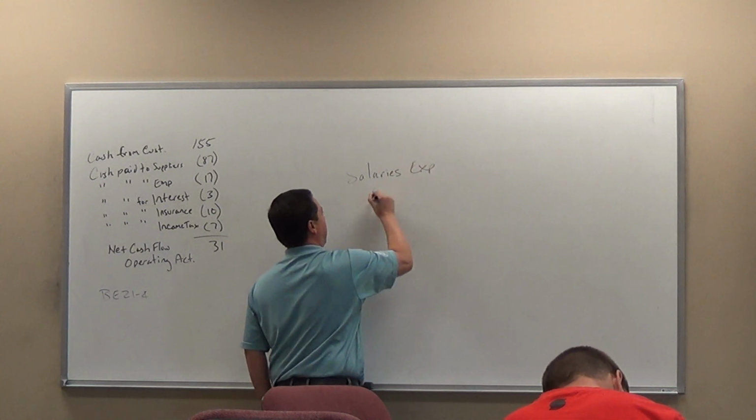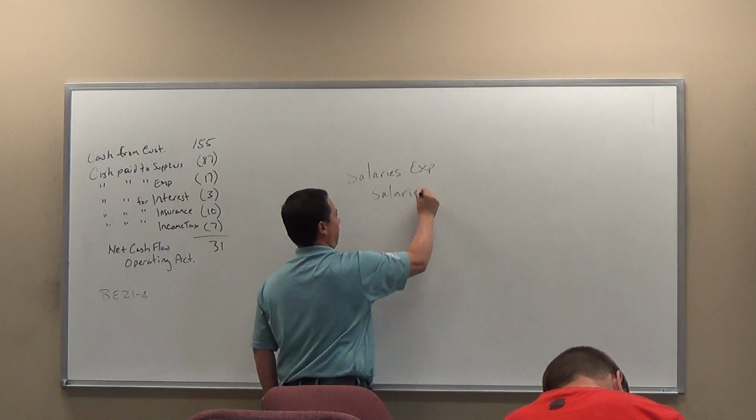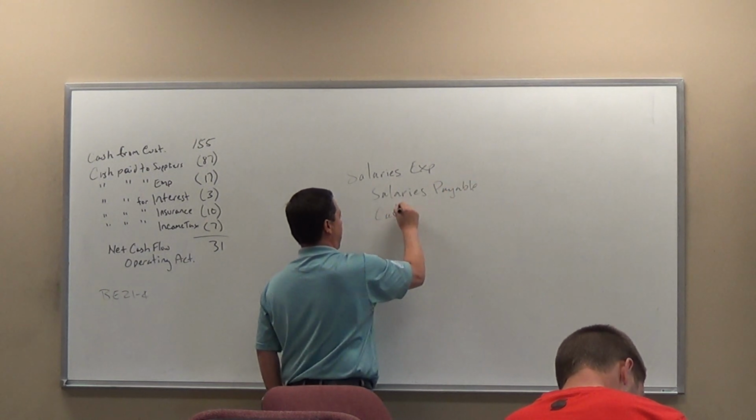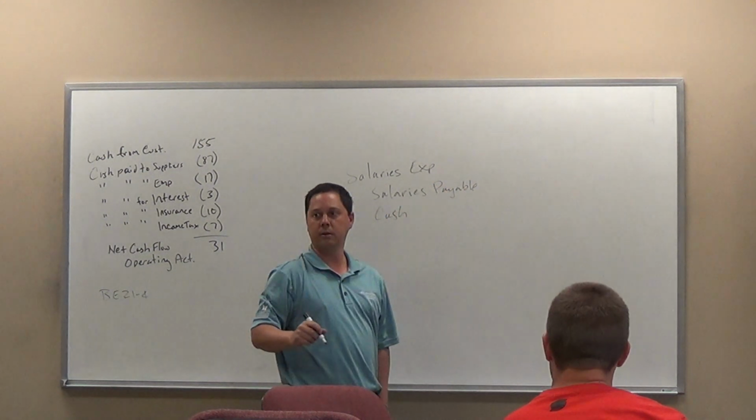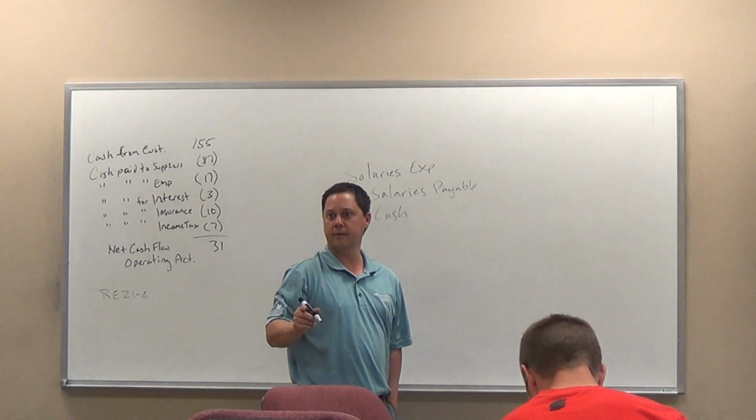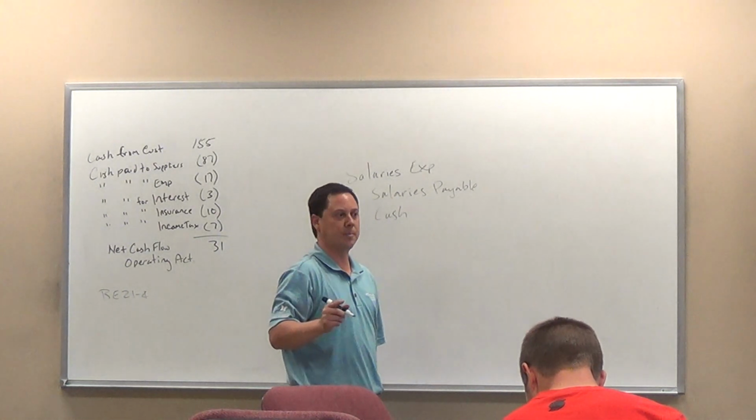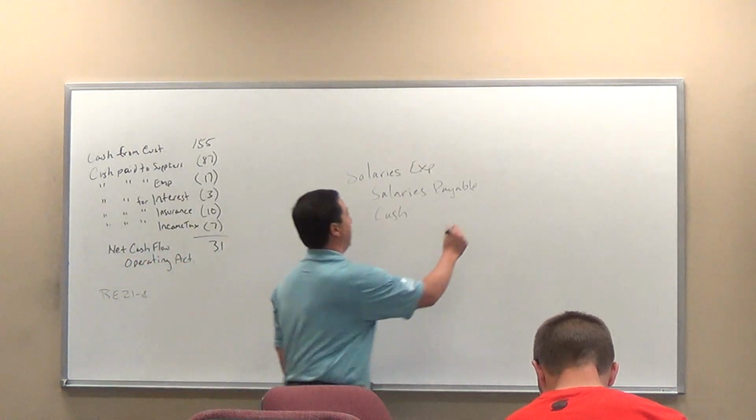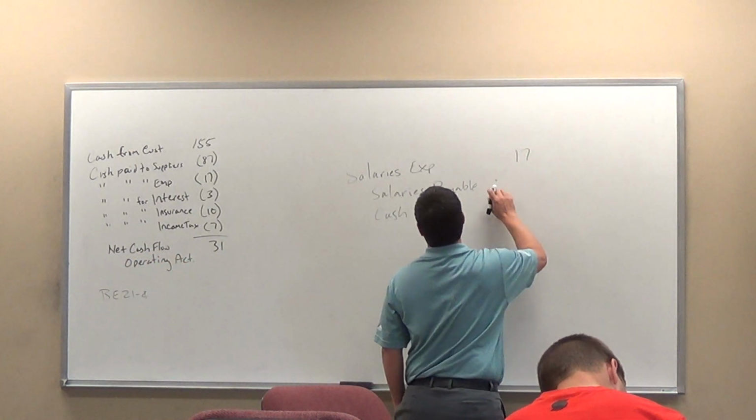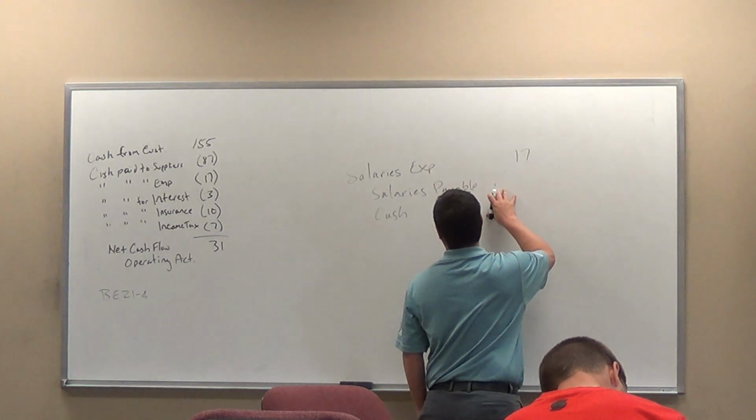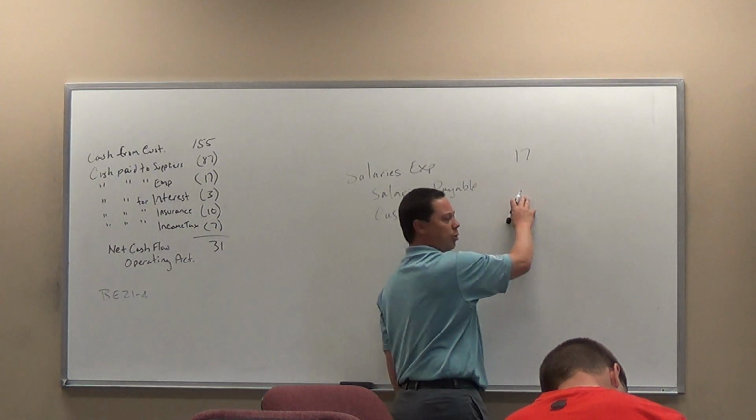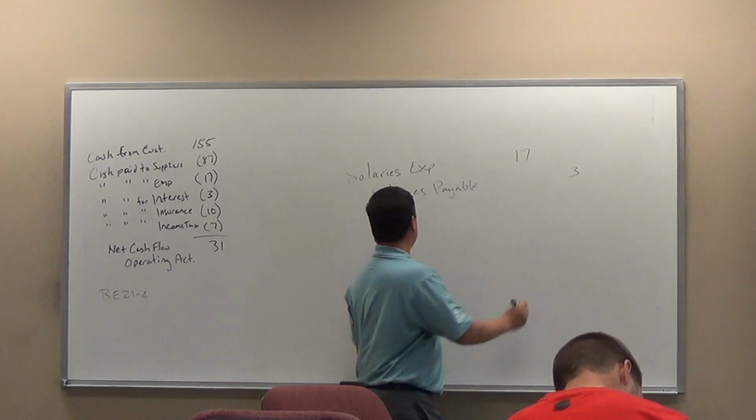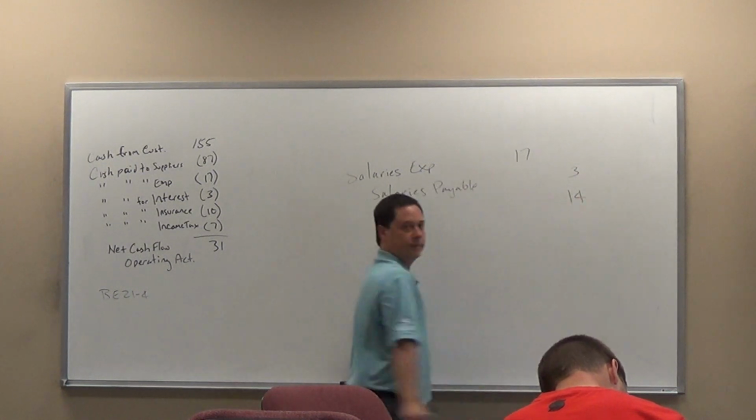Remember, it's going to be salary expense, salaries payable, and cash. So how much was paid out for salaries? I'm thinking 17 was the expense or paid out? 17 is the expense, okay. So 17 is the expense. What was the change in salaries payable? 3 increase. Since it's an increase, we'll credit it, and that means our cash out was 14, right?